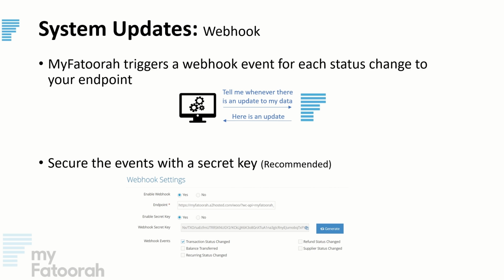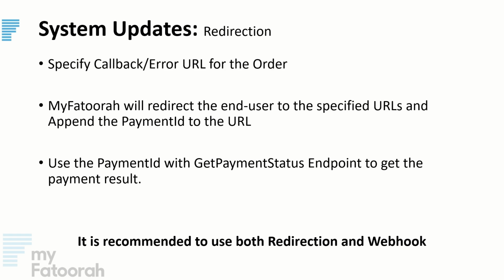To update the payment status of the order on your system, you can use the webhook as a server-to-server update for the payment status on your system. You can also use the redirection to your page after the transaction is complete to inquire about the payment status using an API call. We recommend relying on both the webhook and the API call, which we call getPaymentStatus, to update the payment status on your system.